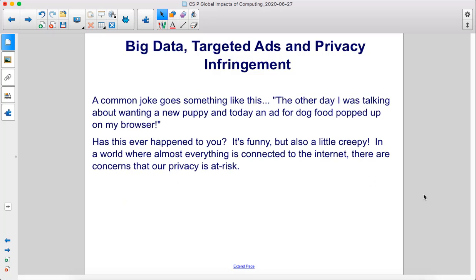A common joke goes something like this. The other day, I was talking about wanting a new puppy, and today an ad for dog food popped up on my browser. Has this ever happened to you? It's funny, but also a little creepy. In a world where almost everything is connected to the internet, there are concerns that our privacy is at risk.